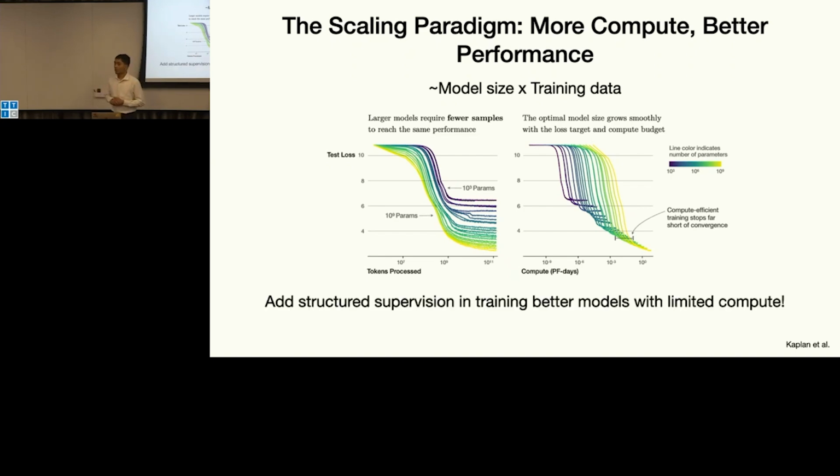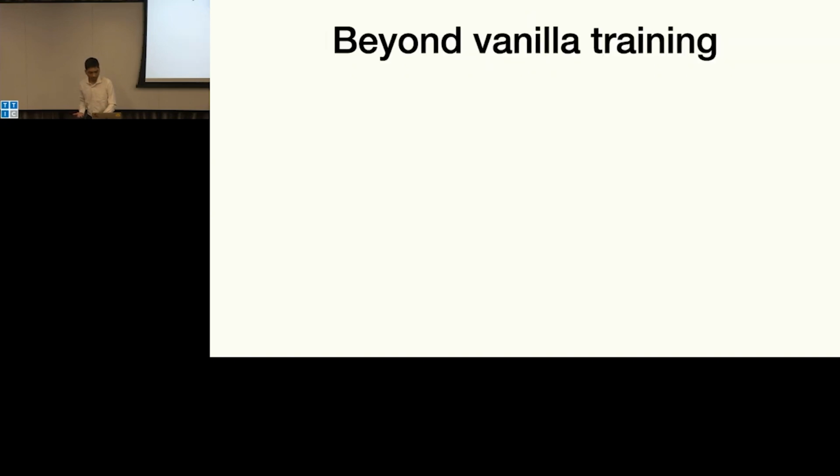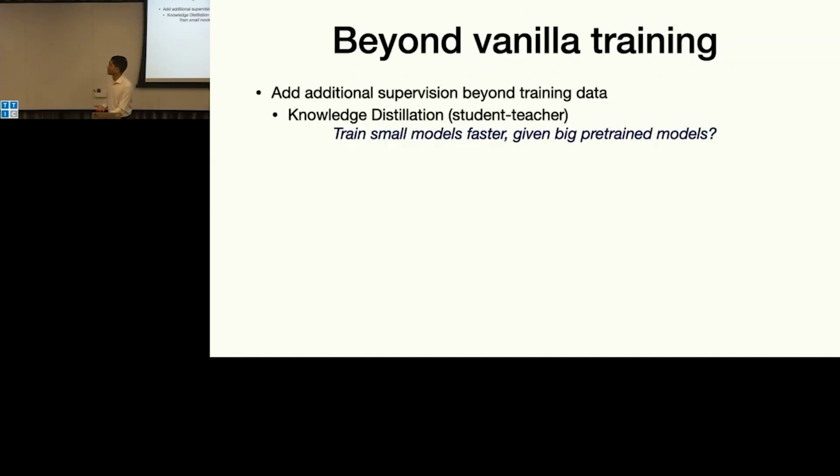However, when you don't have enough compute, we need to come up with some clever strategies to train a model by providing some more information than what your training data can provide. Examples of such training strategies include knowledge distillation, which is a widely used strategy to train small models better when you have access to a bigger and better model.